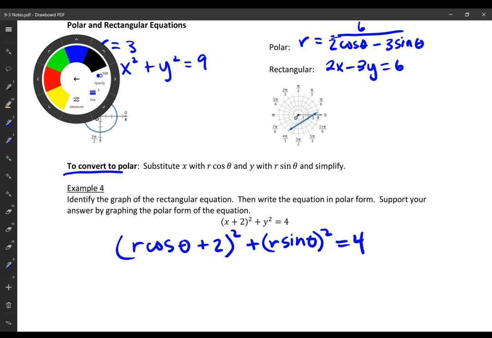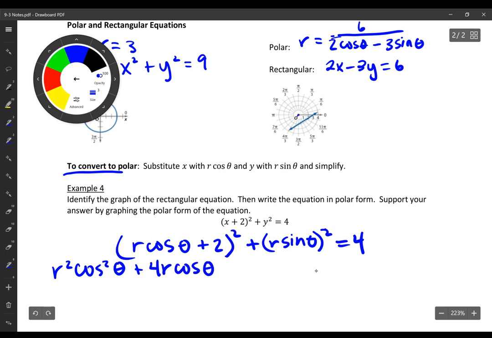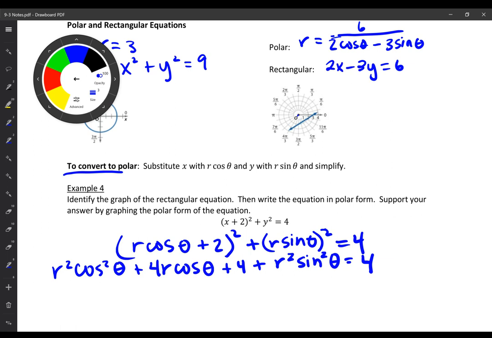So when I square this, I would get r squared cosine squared theta. That's going to be squaring the first term. Then I'm going to multiply the two together and double. So 2 times r cosine theta doubled would be 4 r cosine theta. And then the 2 squared would be 4. And then r sine theta squared could be r squared sine squared theta. So I notice that there is a 4 on both sides. So I could go ahead and subtract those.